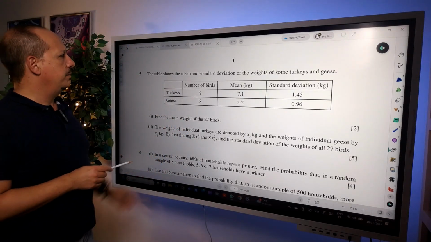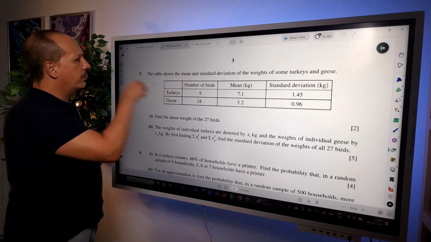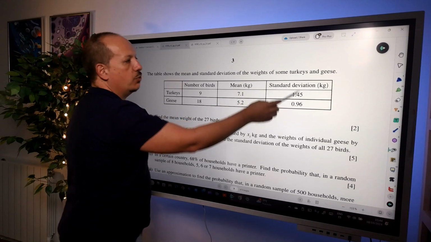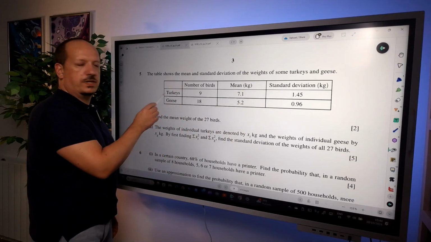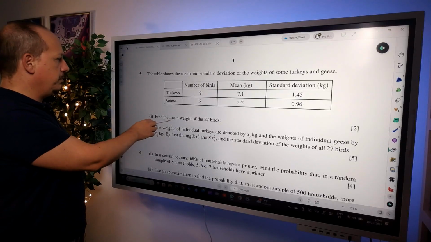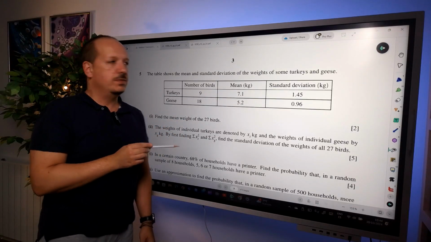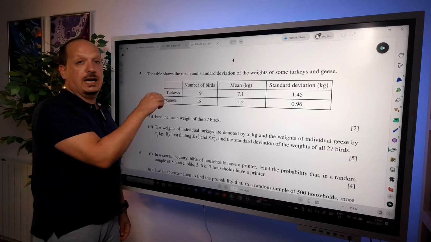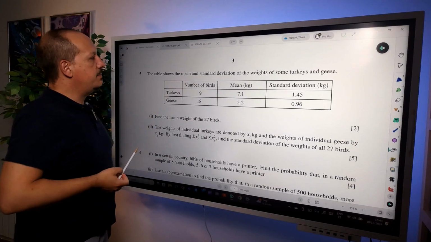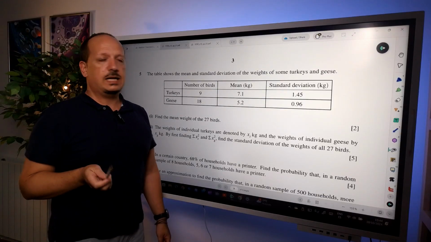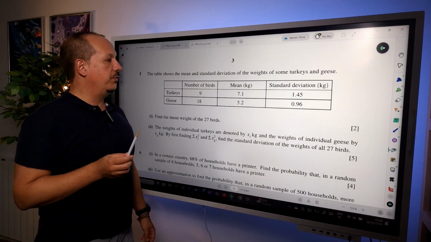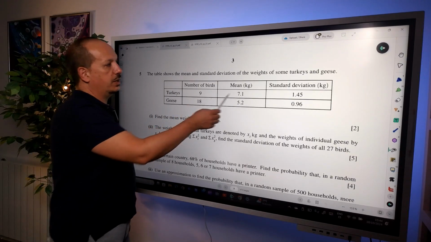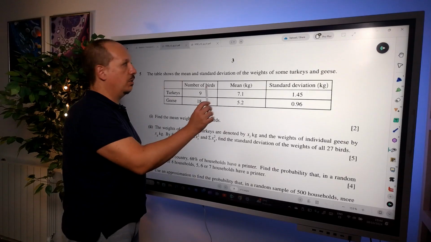So here you have the number of the birds, you have the mean for each one of them, and you have the standard deviation for each one of them. First question is find the mean weight of the 27 birds. So you want the mean of the turkeys and the geese all together. And in order for you to know that, you need to know the sum of the individual weight of each one of the birds. But the only thing that you are given for each one of them is the mean. So how do you solve this?